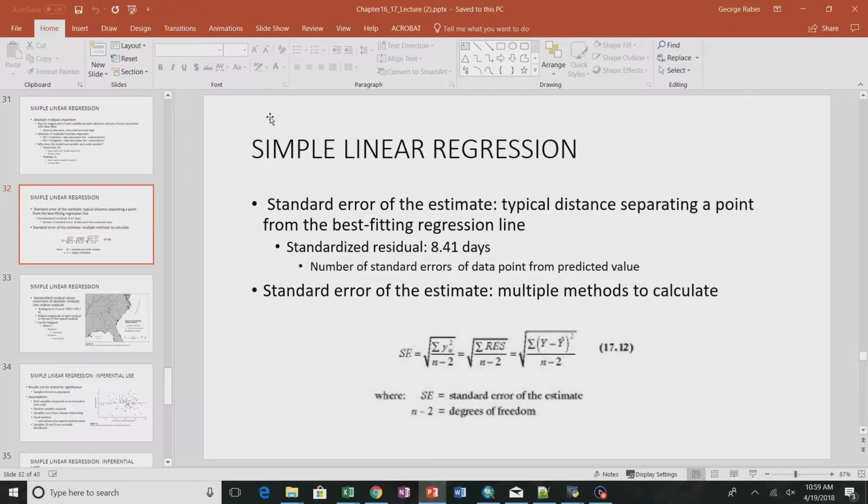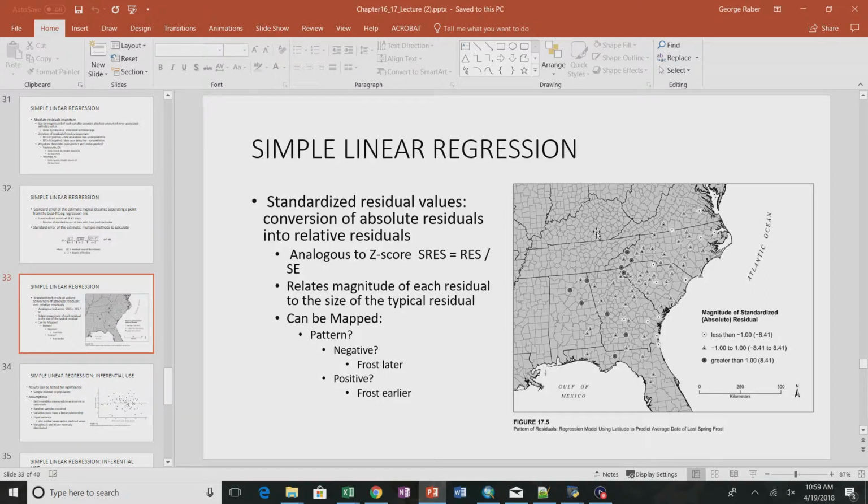And that number is useful when you're comparing two different distributions that are measured in different units, because it's the standardized residual measured in standard deviations. How unusual is it?